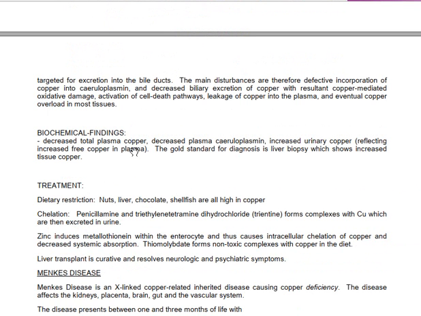So the biochemical finding here is that total plasma copper is going to be decreased because it does not bind again to ceruloplasmin. You have decreased plasma ceruloplasmin. You have increased urinary copper, reflecting that there is increased free copper in the plasma, because normally ceruloplasmin is containing copper. And the gold standard diagnosis is by liver biopsy, where you see copper in tissues.